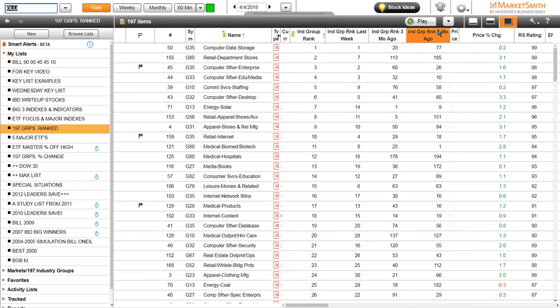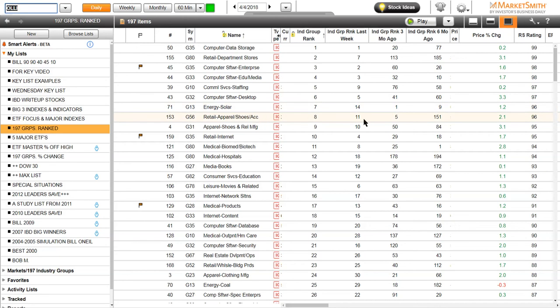One of the things I like to do, especially with VIP members, is focus on groups that are strong, that are staying strong, and groups that are moving up in rank. Computer data storage has been strong. Retail department stores: 3 months ago it was ranked 113. Last week it was 7. This week it's 2. Computer software enterprise staying great. Computer media staying strong. Commercial staffing moving up in rank. Computer software desk moving up, hanging in tight. Energy solar moving around a bit.